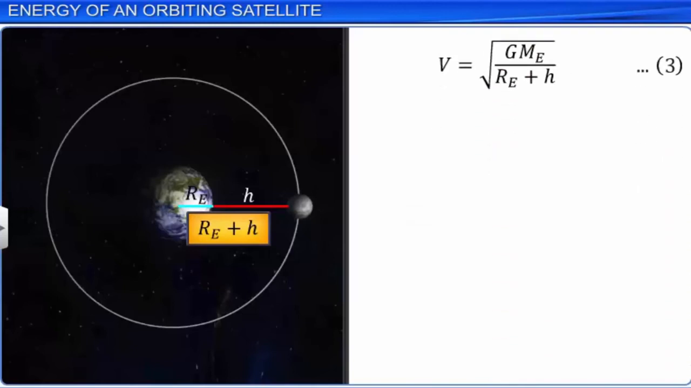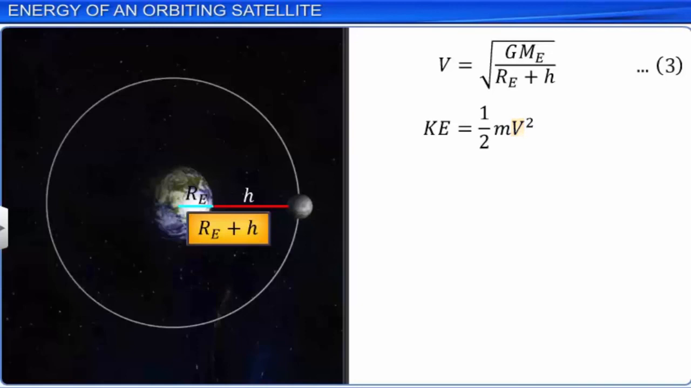Substituting the expression for speed from equation 3 in the expression for kinetic energy, you get the expression for kinetic energy as KE is equal to half m G M_E divided by R_E plus h. Let this be equation 4.